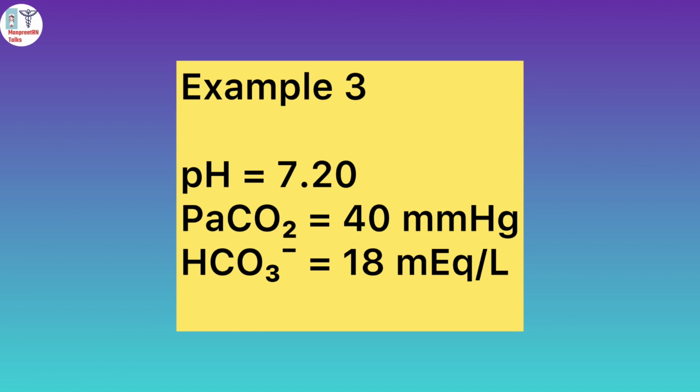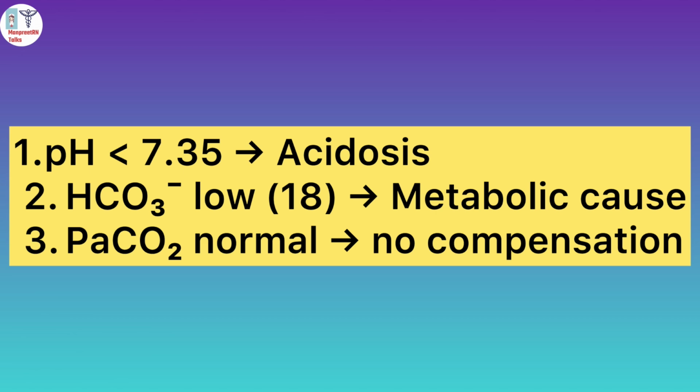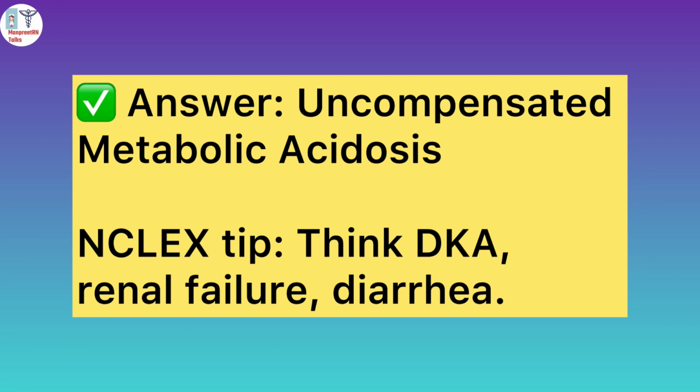Let's solve this. pH is less than 7.35, that means acidosis. Bicarb is low, so it is a metabolic cause. PaCO₂ is normal, normal is 35 to 45, that is 40, so there is no compensation. The correct answer is uncompensated metabolic acidosis. NCLEX tip here is to think of diabetic ketoacidosis, renal failure, and diarrhea. Metabolic acidosis happens in diabetic ketoacidosis, renal failure, and diarrhea.